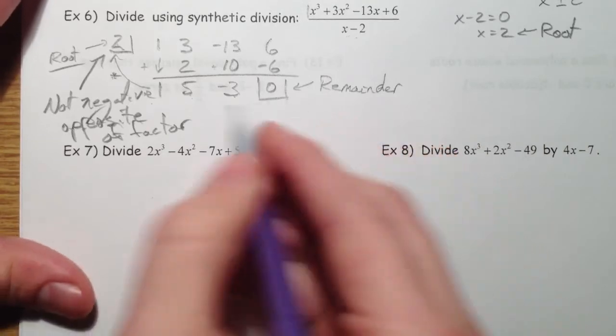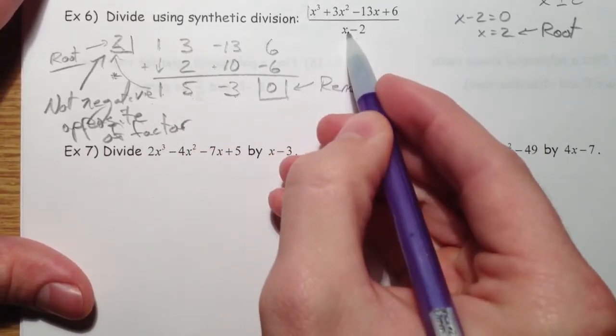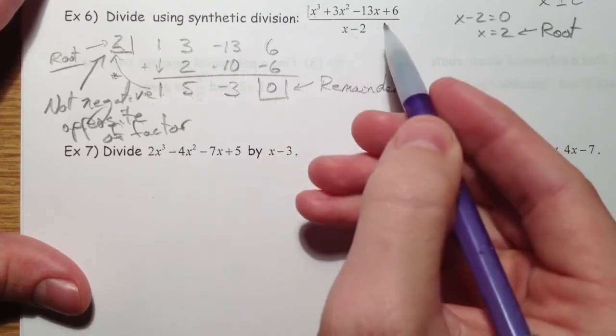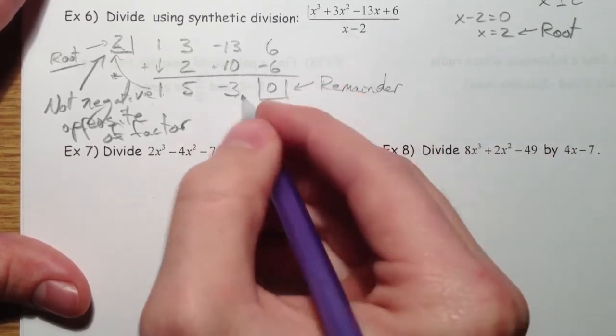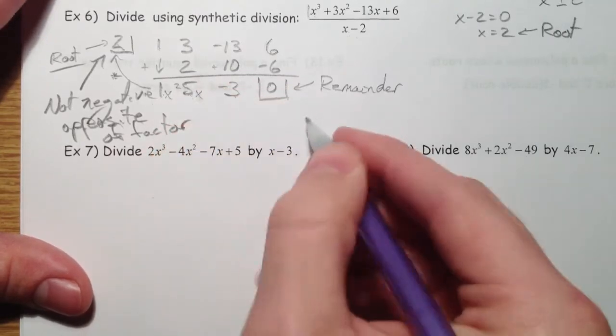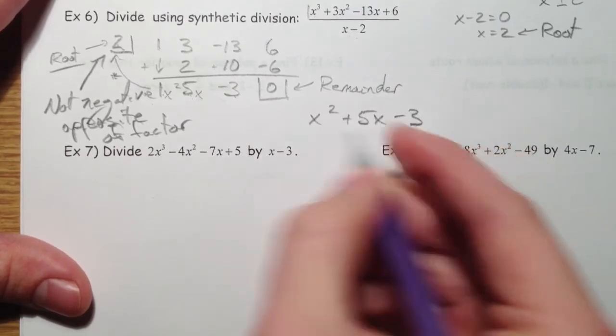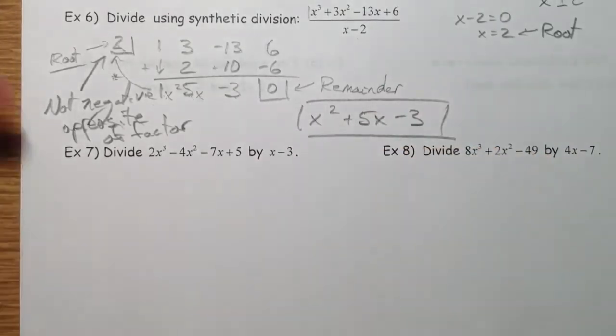So, what does this and this and this stand for? Well, we just took x cubed and divided by x. So, we're going to get an x squared. I always like to work backwards. This is our constant, this is our x, and this is our x squared. So our answer is x squared plus 5x minus 3. And there you have it.